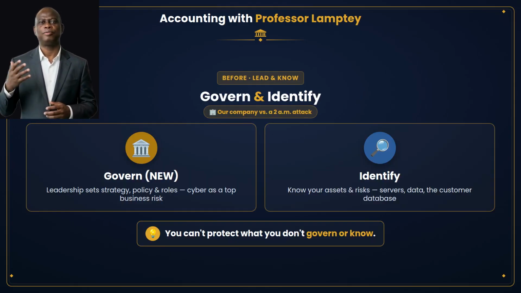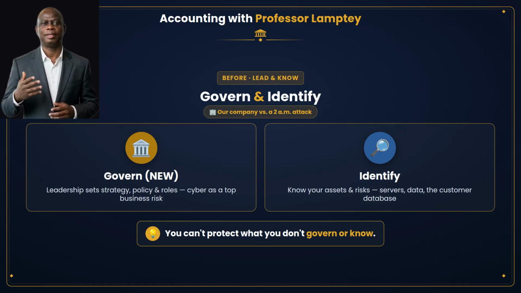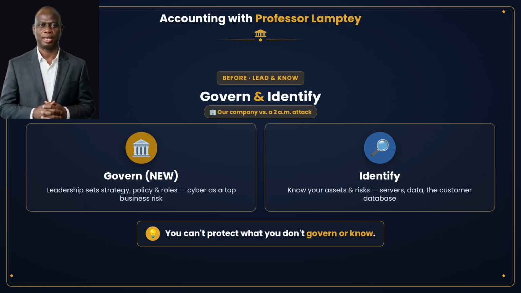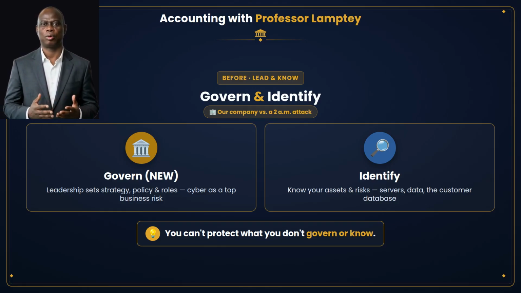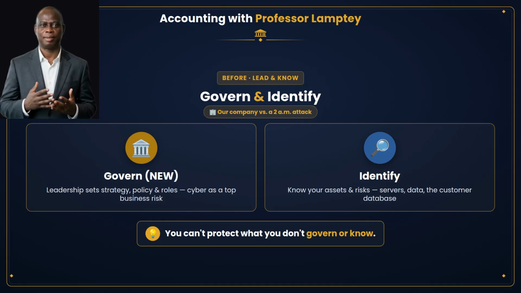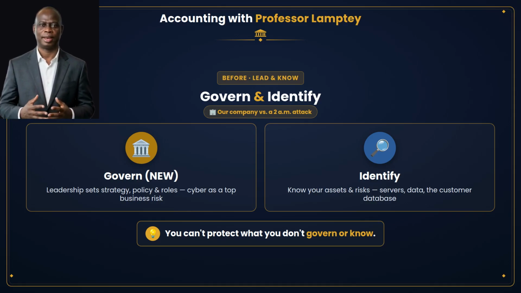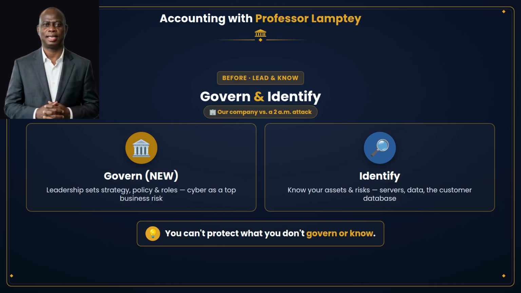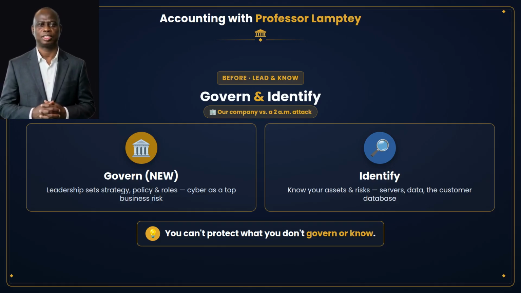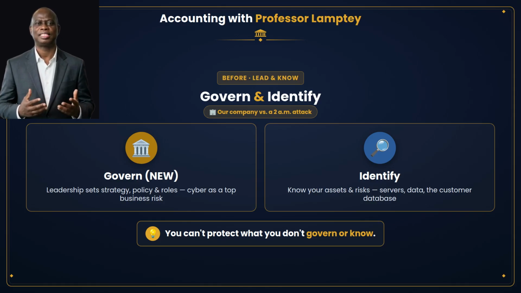Before any attack, 2 functions set the stage. Govern, the new one, is leadership's job. The board and executives decide the cyber strategy, set the policies, assign the roles, and treat cybersecurity as a top-level business risk, right alongside finance. For our company, that means naming someone accountable and funding a real security program. Then identify. You can't protect what you don't know you have. The company catalogs its assets and its risks, its servers, its customer database, its most valuable data. Lead, then know. That's the foundation.